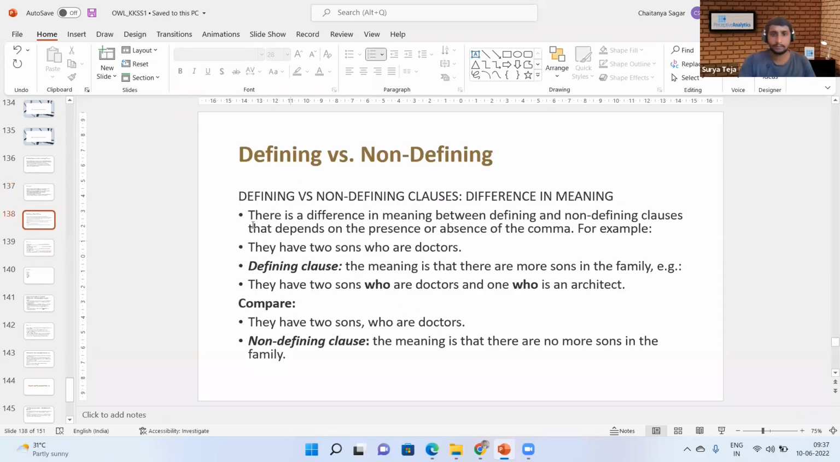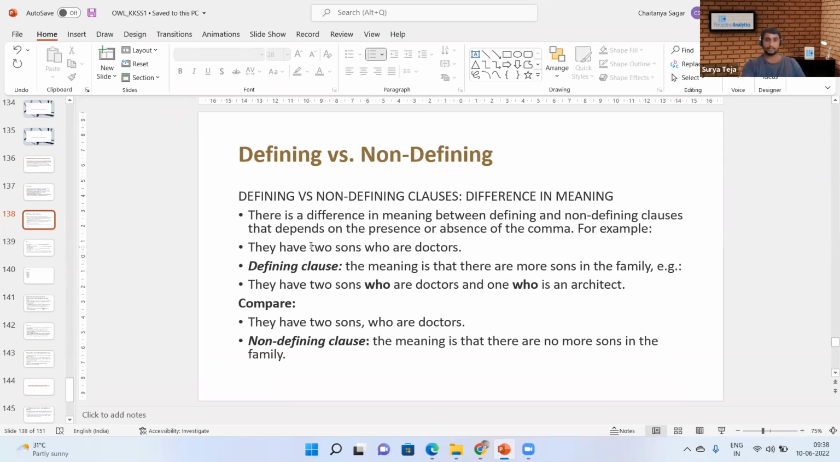First, we'll see some basic differences between defining and non-defining ones. So the difference between defining and non-defining clauses depends upon the comma. Whenever we are adding extra information, just separate them with the comma, and that's how you would understand this is a non-essential item. And as I have discussed this example in the previous session, they have two sons who are doctors. So what this essentially means is, in defining clauses, because there is no comma here, the meaning is that there might be more sons as well.